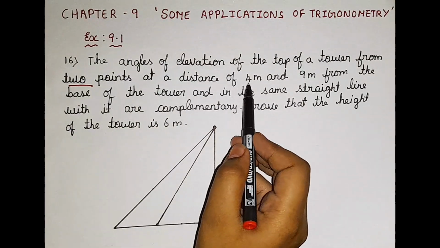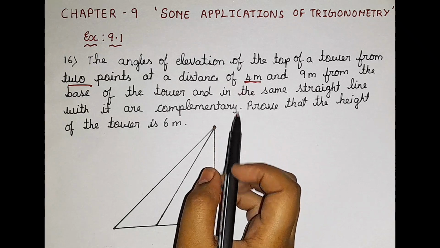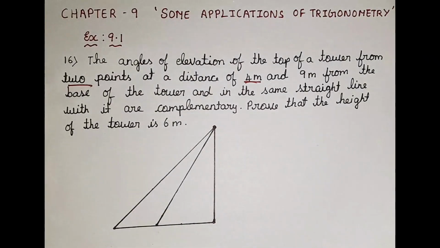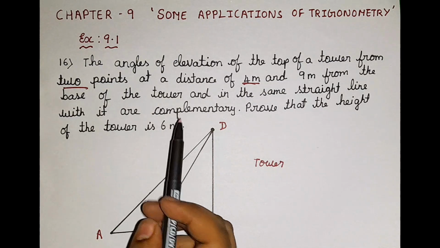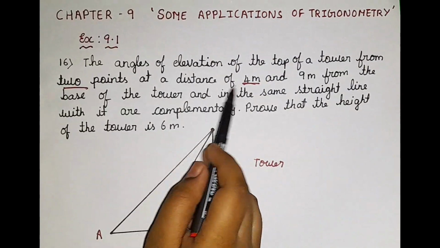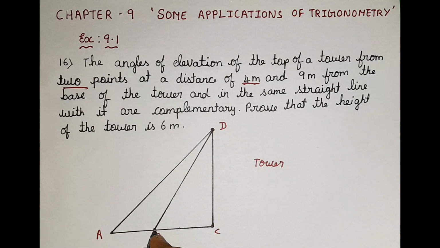At a distance of 4 meter. So what is the meaning of at a distance of 4 meter? So here when you look at it carefully, this is a tower, isn't it? So I just named it as A, B, C, D. So what is the meaning of 2 points at a distance of 4 meter? So let us take a point. So the distance between these 2 points, it is 4 meter, okay. So that is the meaning of it. So these are the 2 points at a distance. So in this point, the distance is 4 meter.